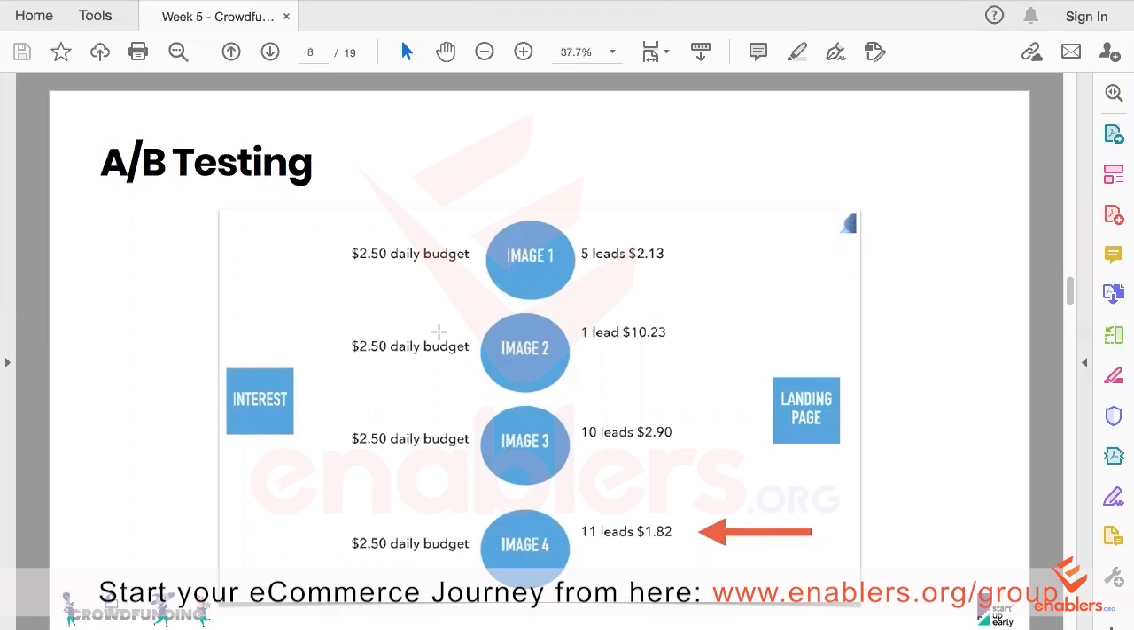So if you look closely, even though leads ज़्यादा हैं image 3 की as opposed to image number 1 with 5 leads, the per lead cost is lower. So your second preference should be image number 1.